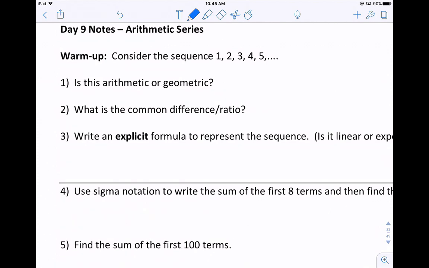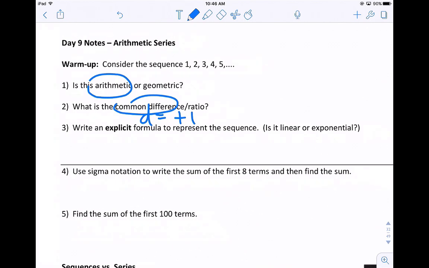Okay, so this one you should know is arithmetic. There's a common difference here. It is plus 1. The explicit formula, we need a slope and a y-intercept. We know the slope is 1. The y-intercept would be the 0 term in the list, so I have to go backwards 1, so it would be 0. So you could write y equals 0 plus 1x. You could write y equals x.